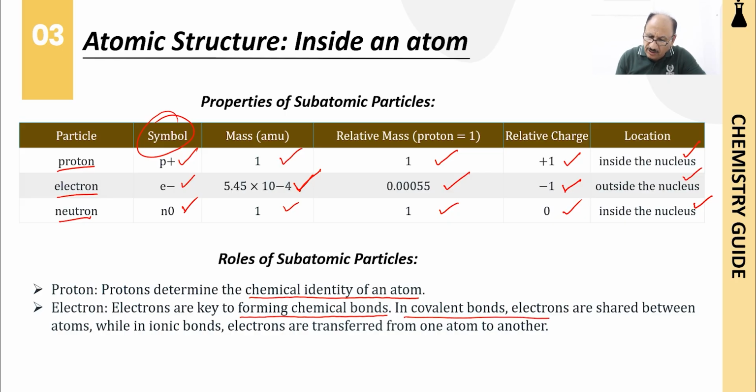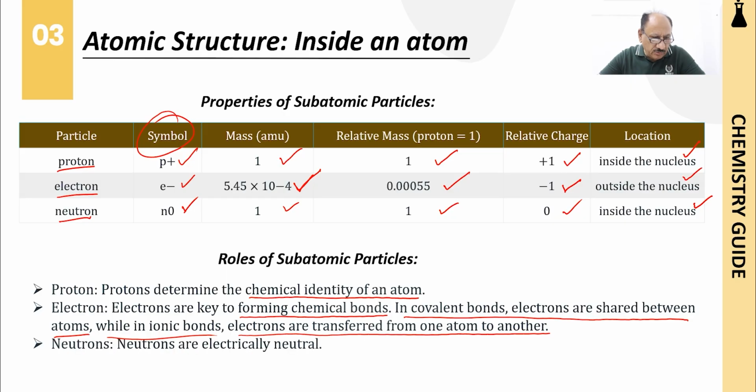In covalent bonds, electrons are shared between atoms, while in ionic bonds, electrons are transferred from one atom to another. You have already gone through ionic bonding and covalent bonding in IGCSE: covalent bonding is sharing of electrons, and ionic bonding is transfer of electrons. Positive and negative ions are formed, and they bond together to form an ionic bond. Then neutrons are electrically neutral particles.